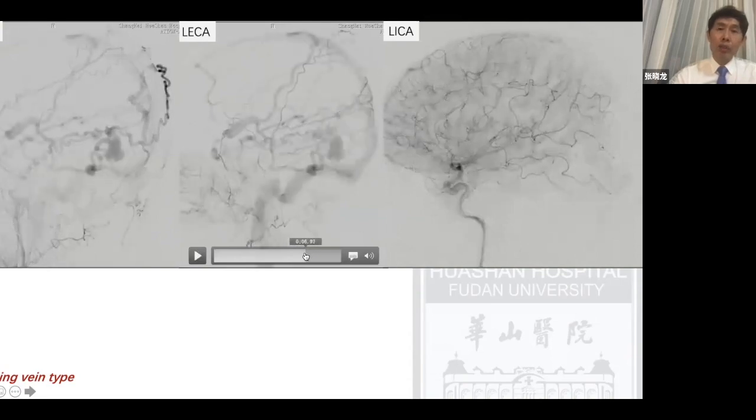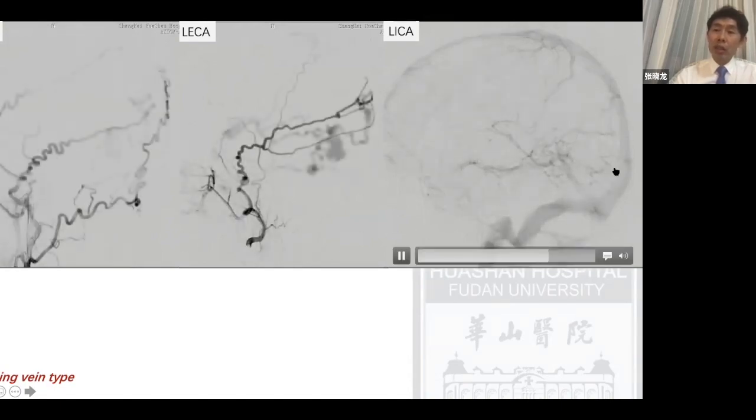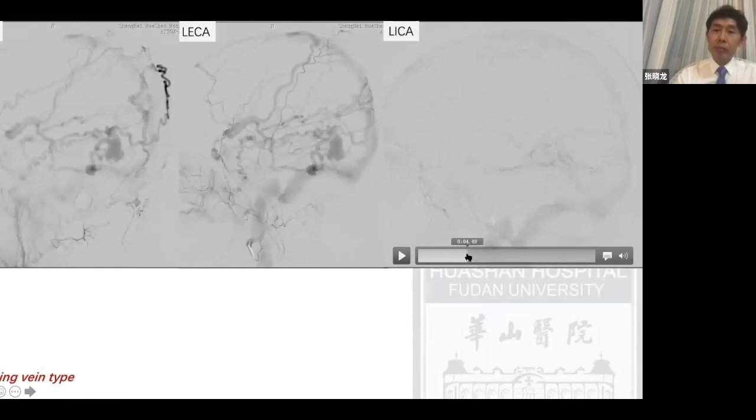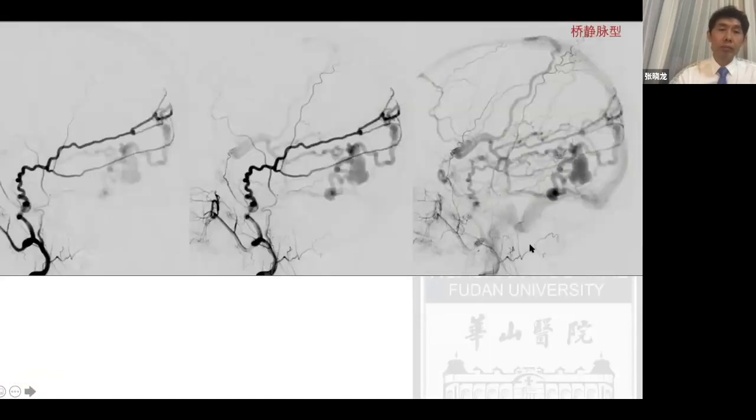And the superior sagittal sinus was very good. No stenosis or no occlusion. And it's very simple to treat this one with the bilateral ECA. We can see the fistula is here. This is the superior sagittal sinus. It's very well, no stenosis, no occlusion, no obstruction.